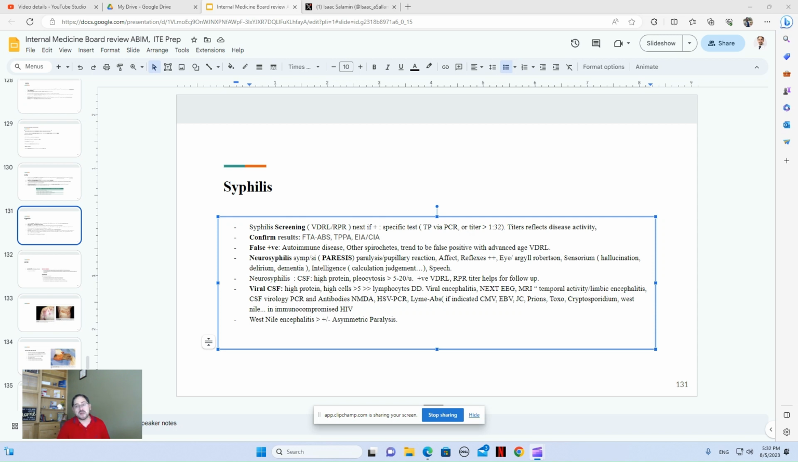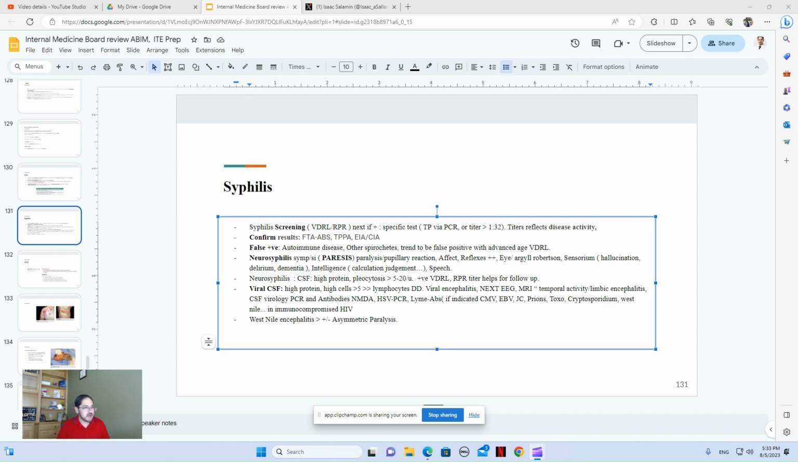Then what's next? You have to do the CSF and you have to understand how to read the CSF analysis. It may look viral with mildly elevated protein, but you will see pleocytosis, and the cutoff is 20 for neurosyphilis. You have to test the CSF for VDRL or RPR, and RPR for the titer. VDRL has more positive predictive value, and it can also help to follow the titer for disease activity.